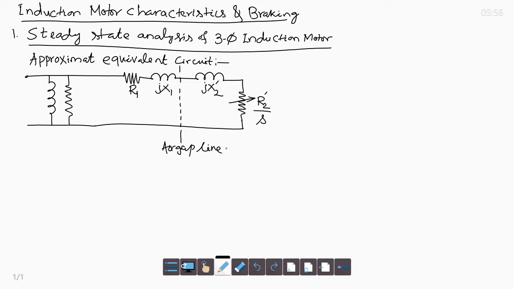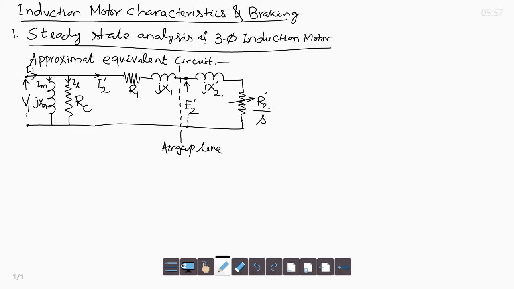This is the air gap line, and here we have the EMF E2 dash, and also the magnetizing reactance jXM, core loss resistance RC, and this is the magnetizing current IM, this is the loss current IL, and this side is the current I2 dash because it is an approximate equivalent circuit, and this is the current I1 and this is the applied voltage to the stator V1. So, we will use this approximate equivalent circuit for steady state analysis.